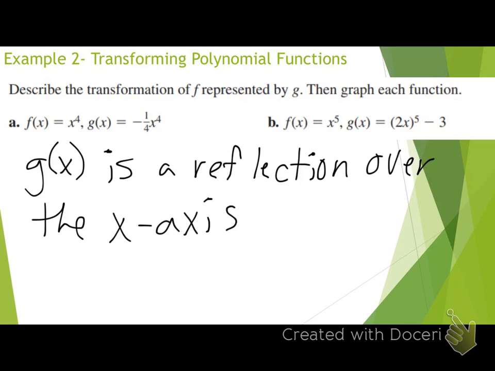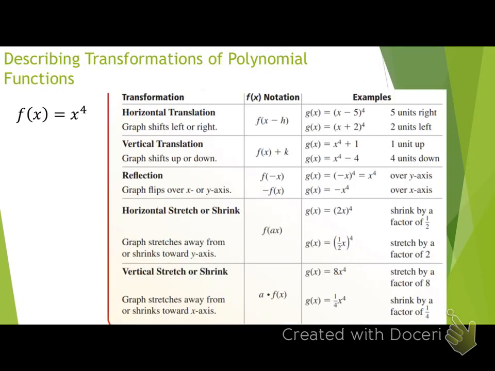Everyone okay with how I got that transformation? Yeah. And then I've got 1/4 times my x. Is that in grouping symbols? No, so it's a times my function. Is that going to be a horizontal stretch or shrink, or a vertical stretch or shrink? Vertical. What is the factor? What's my number that is being multiplied by? 1/4, right? Is that greater than 1 or between 0 and 1? It's between 0 and 1, so it's going to be a vertical shrink by a factor of 1/4.